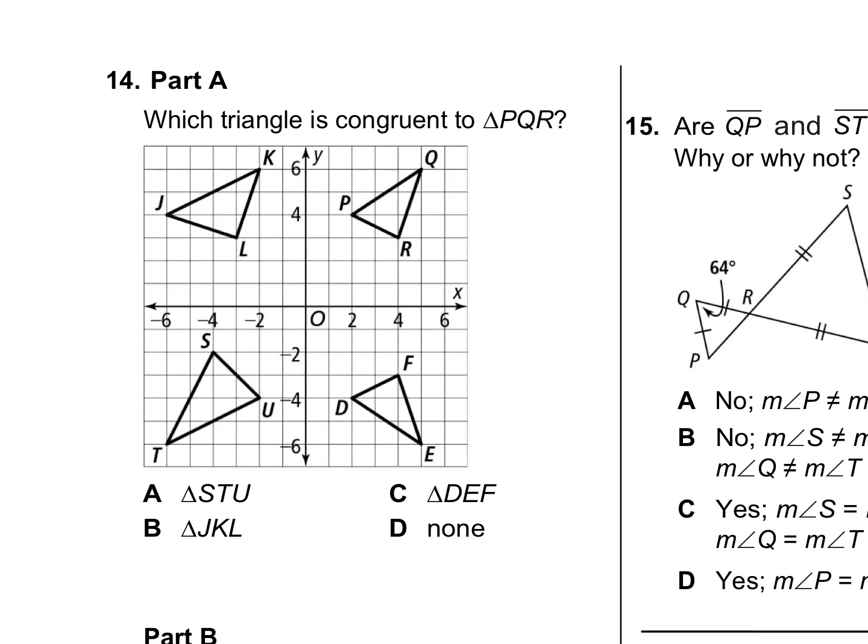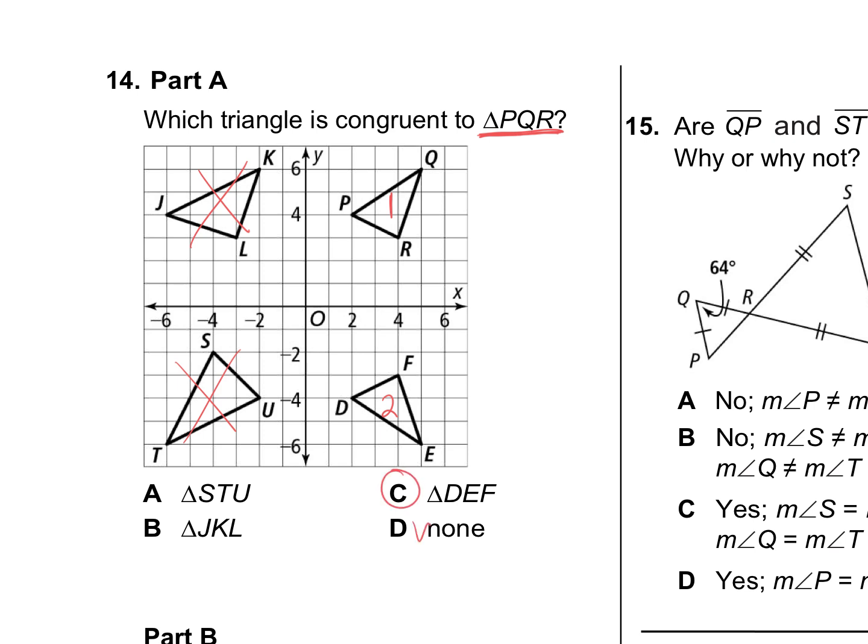On Part A, it's asking us which triangle is congruent to PQR. This is more just looking at the picture. This is my main triangle. Is JKL congruent to PQR? No, one of the side lengths is just a little bit longer. What about STU? Nope, it's a little bit bigger. Is DEF congruent? Yes.